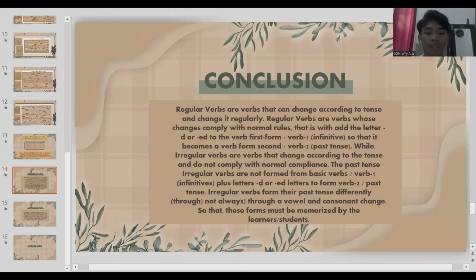And then irregular verbs are verbs that change according to the tense but do not comply with normal rules. The past tense of irregular verbs is not formed from the basic verb, verb 1 or infinitive, plus the letter d or ed, to make verb 2 or past tense. Irregular verbs form their past tense differently, although not always through a vowel and consonant change, so that these forms must be memorized by the learners or students.